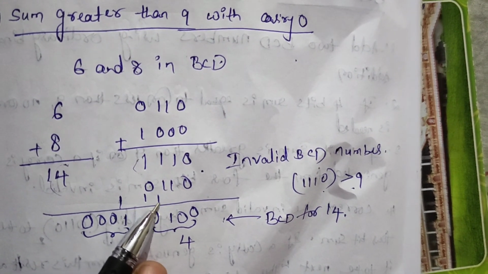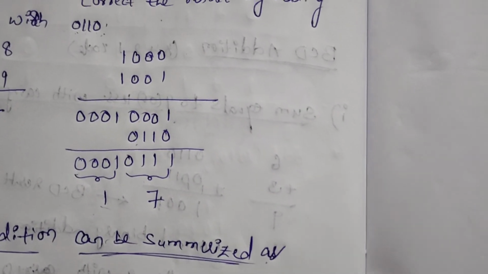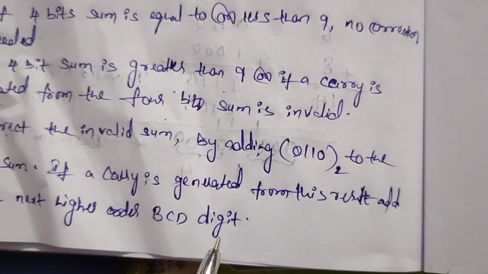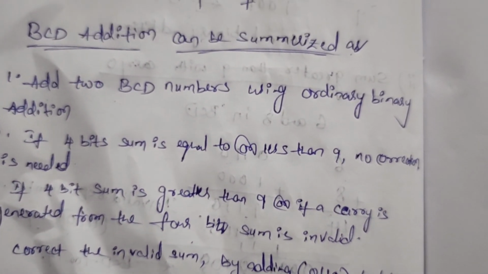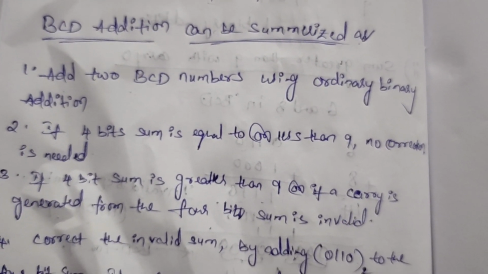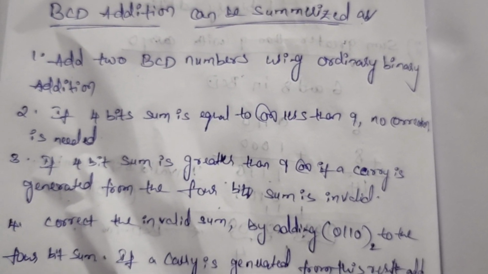And in the third case, the sum is less than 9 but a carry is obtained. So it is to be corrected by adding 6. And if a further carry is obtained, then it is to be added to the next higher order BCD digit. In this way, BCD addition can be summarized as mentioned.